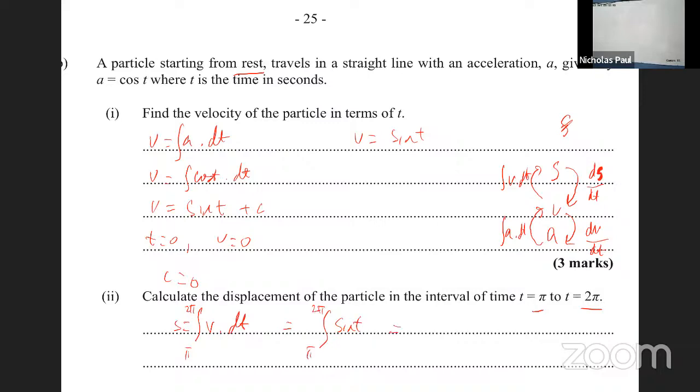The integral of sine is minus cos, right, between 2 pi and pi. So what we'll get there? You substitute cos 2 pi minus cos pi, right? So that is what? 1 minus 1, which is 2. So the answer is minus 2. Minus 2 meters.